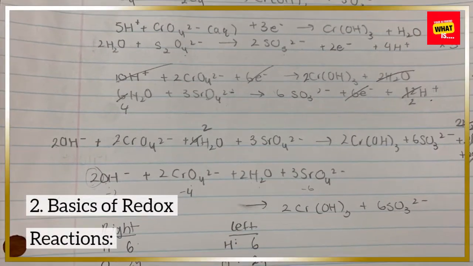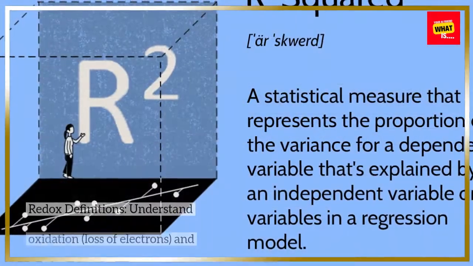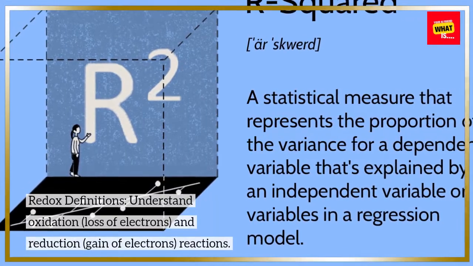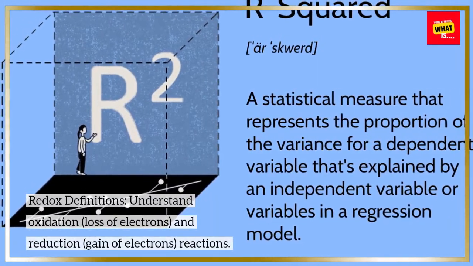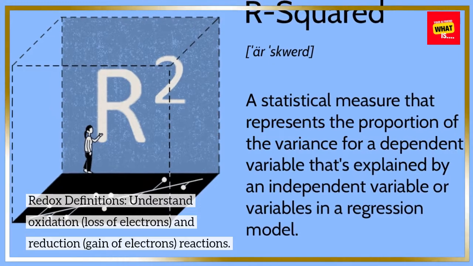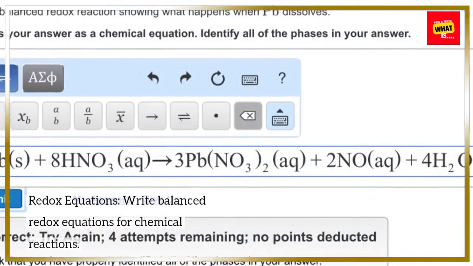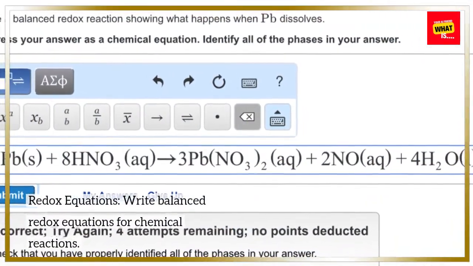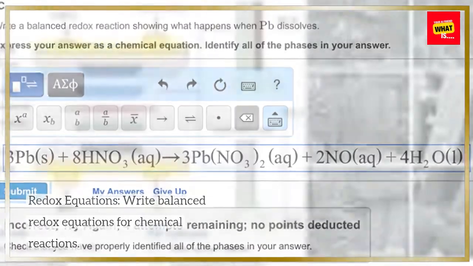2. Basics of redox reactions. Redox definitions. Understand oxidation, loss of electrons, and reduction, gain of electrons, reactions. Redox equations. Write balanced redox equations for chemical reactions.